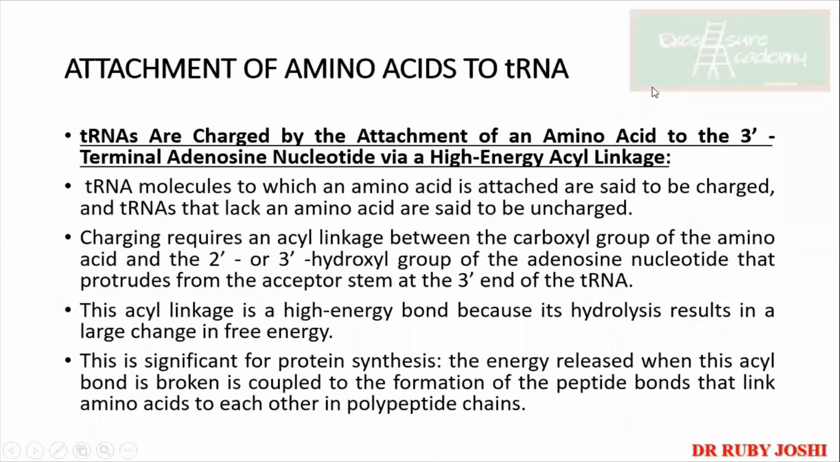Now, the attachment of amino acids to tRNA. This is happening in 2 steps. Okay. They are charged with the attachment of amino acids to the 3' terminal adenosine, as we have discussed just now, 5'-CCA-3', right? So the end is always going to be A. To this, your amino acid is getting attached, and the bond is an acyl linkage. And then later on, it is a peptide bond. Okay. Now, the tRNA molecule to which an amino acid is attached is called charged tRNA. If there is no amino acid, then it is said to be uncharged tRNA.